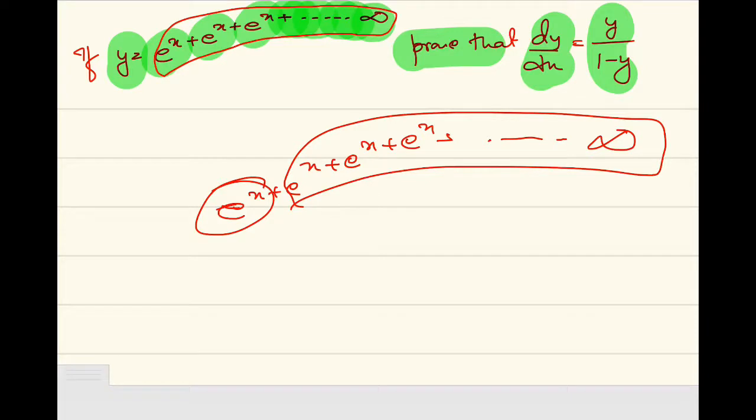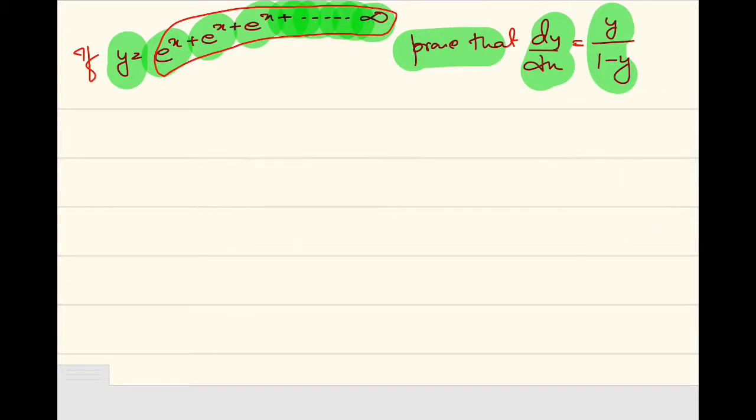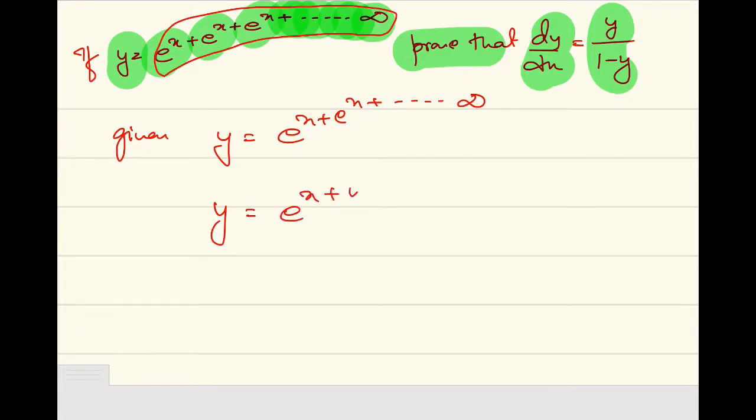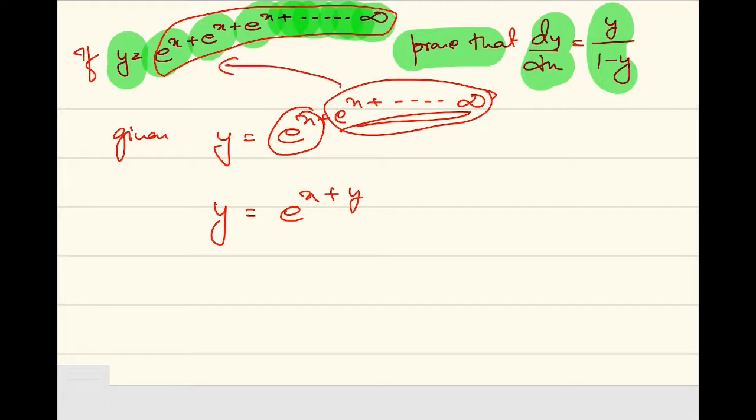So can I write it like this? How this works, have a look. Given y equals e to the power x plus e to the power x plus dot dot dot till infinity, I can write this as y equals e to the power x plus y. How do I know that? Because even if I remove 1 e to the power x, the rest will still be y. Y is an expression which contains infinite number of e to the power x. Once I remove 1, the leftover is still y, so I will replace this by y.